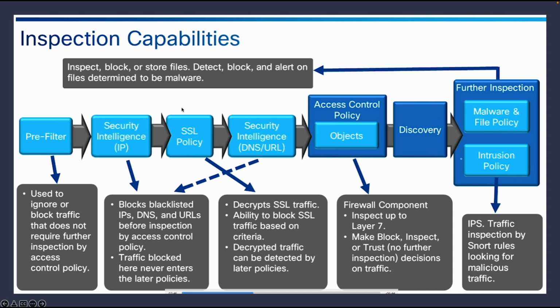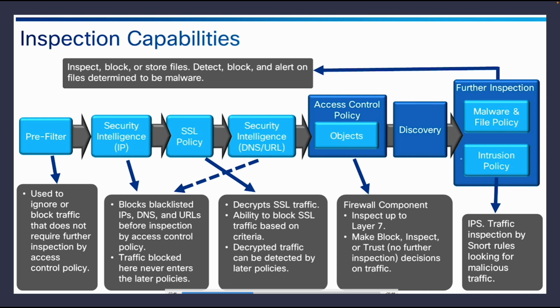Basically, if the traffic passes the pre-filter and passes the security intelligence for the IP address, it goes to the SSL policy. The SSL policy is to decrypt, resign, or do not decrypt the SSL, right? We can try to decrypt most of the SSL packets. This consumes a lot of the resources of the box. So I will talk in more detail about this technology, but basically this is another step where you can have a block.